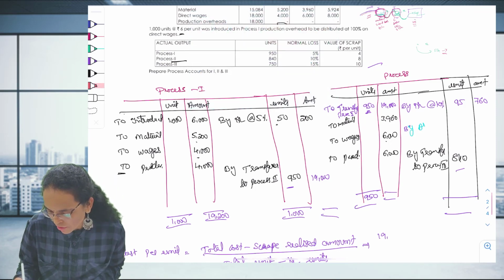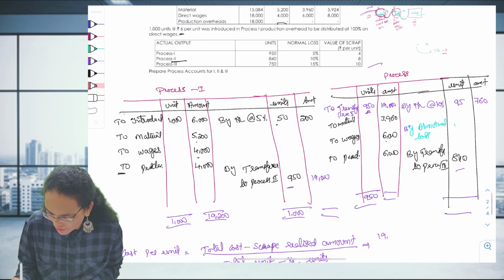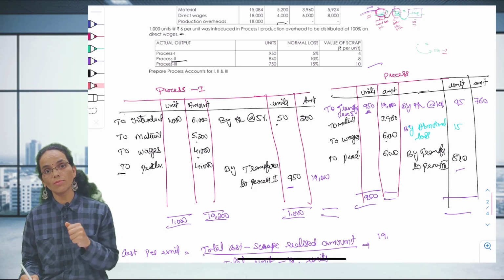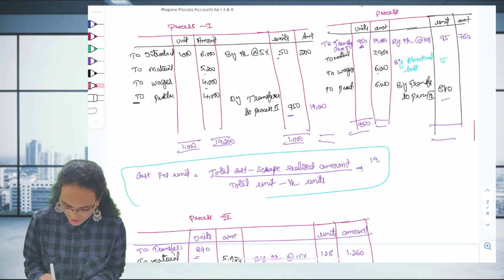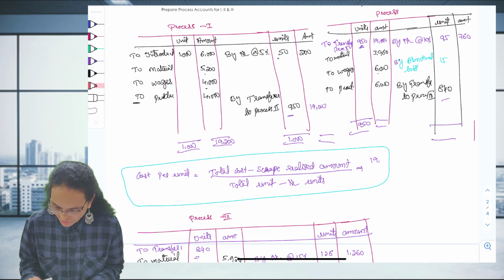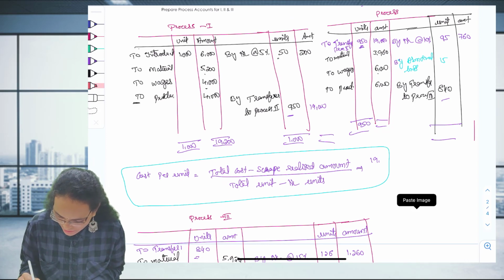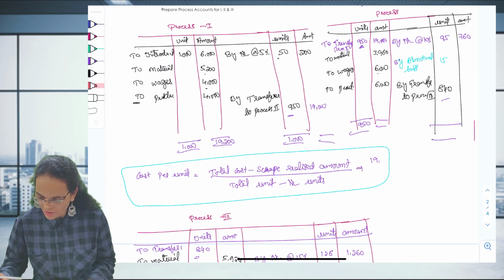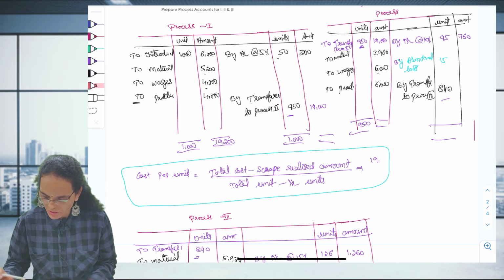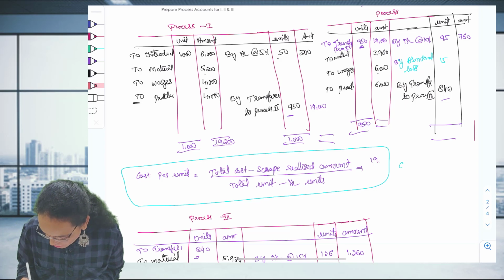By abnormal loss, how many units? 15 units. But what is the cost for the abnormal units? Same formula, the same formula here also. The formula is total cost 19,000 plus 3960 plus 6,000 plus 6,000, divided to get the cost per unit.